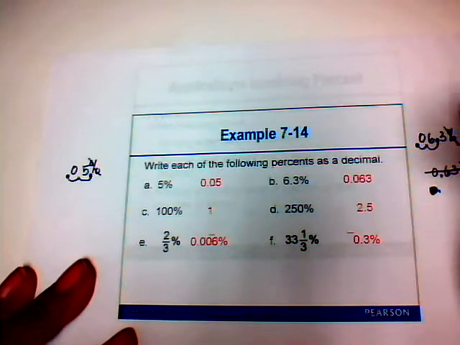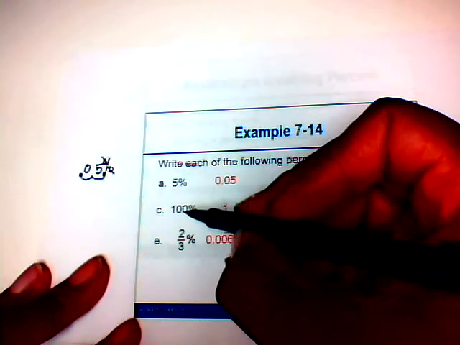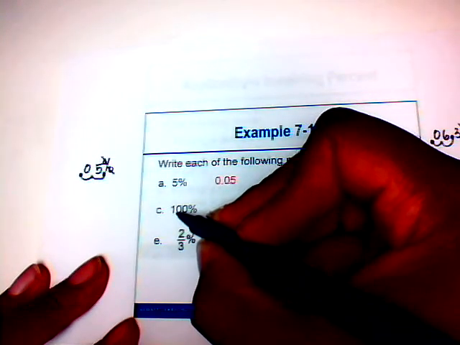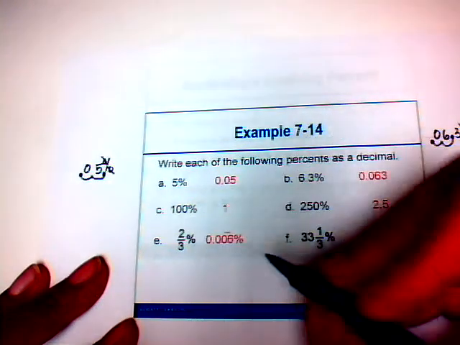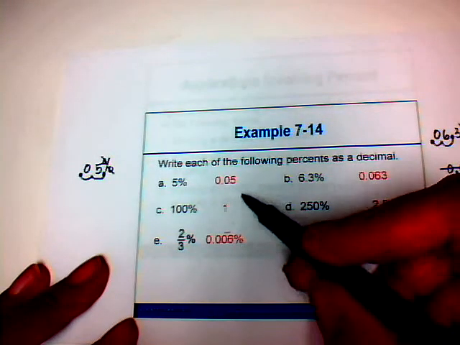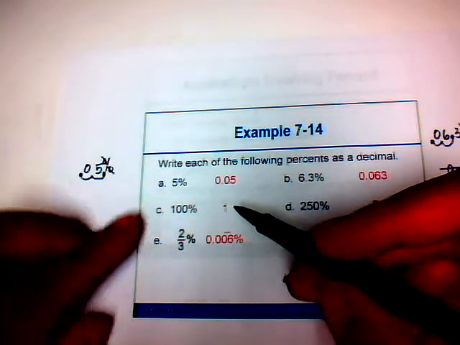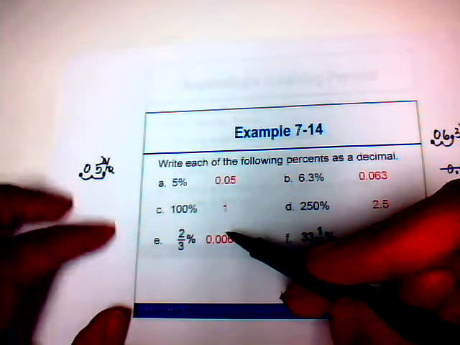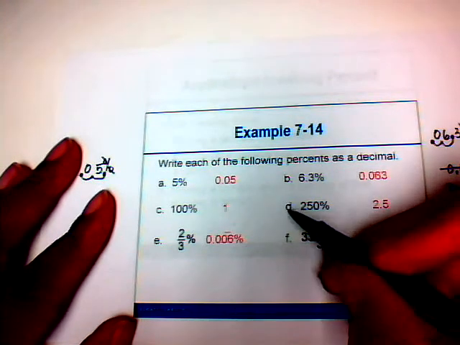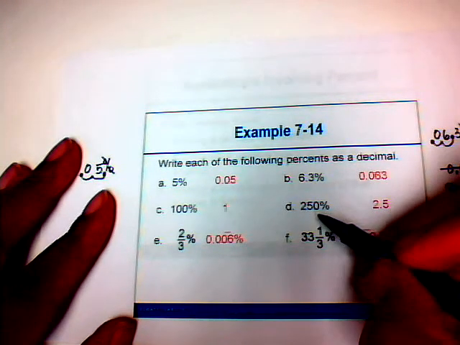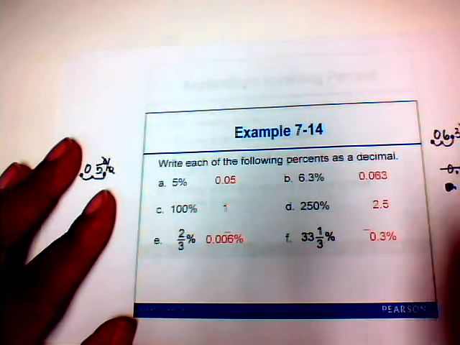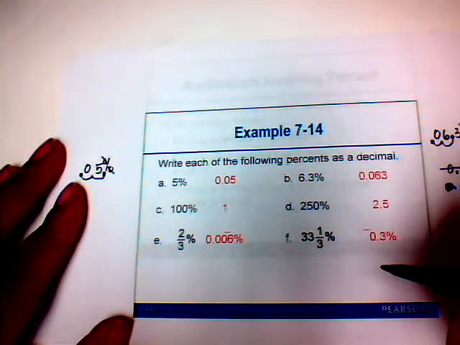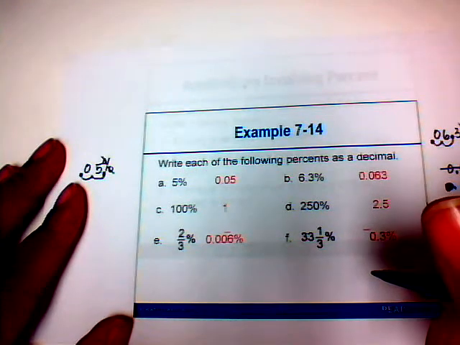Part C, 100%. Here we drop the percent sign and move the decimal point 2 places to the left, so it'll be behind the 1. So 100% as a decimal will be 1. Or 100 divided by 100 will give you the 1, if you want to do it that way. Part D, 250%. You can divide 250 by 100, you'll get the 2.5. Or drop the percent sign and move the decimal point 2 places to the left.